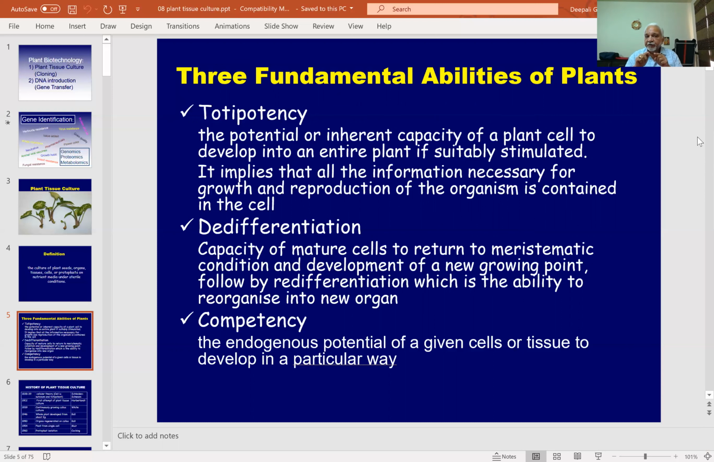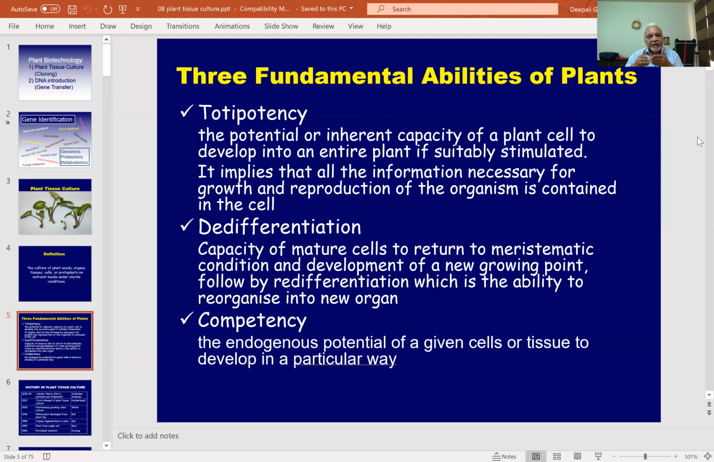provided to the cell. Now, this is a very important clause, that a cell should be provided with the right kind of nutrition as well as the growth factors which are required for a cell to get differentiated into the whole plant. So, one fundamental ability of a plant cell is the totipotence. That is, the somatic cell is capable of regenerating into a whole plant.